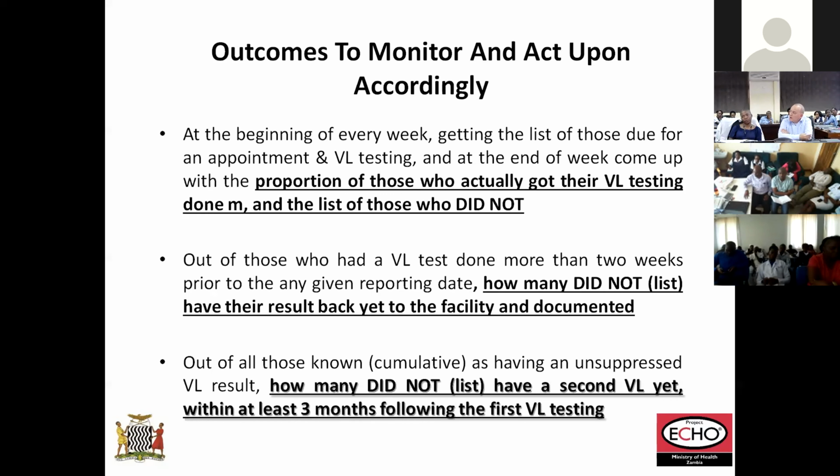You have that list and you make sure that everybody is aware of that so that you can make sure that they are tested. And then at the end of the week, you look at the proportion of those who actually got their viral load testing done out of those who are on that list at the beginning of the week. And so you can get a sense of who didn't get a viral load, who didn't come to their visits, who didn't get the tests done, and you start acting on that. So that's the first thing.